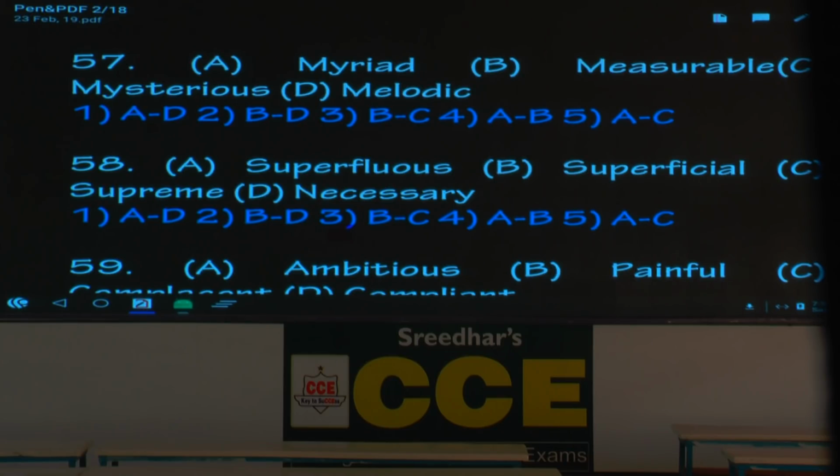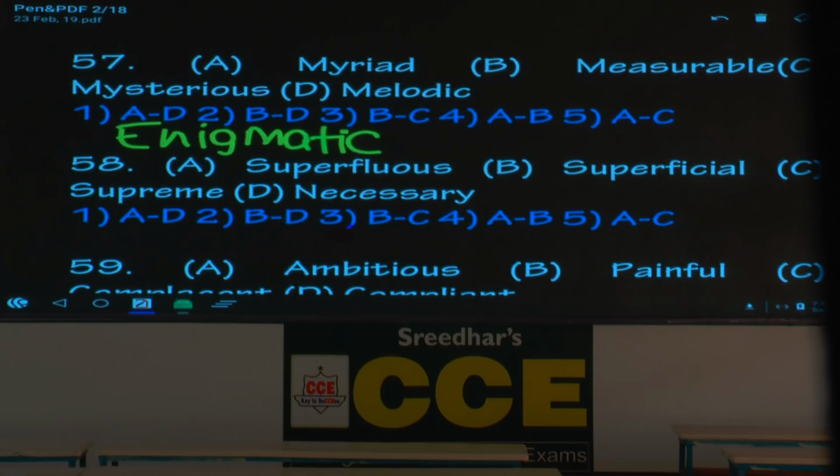Just hold. Mysterious. Please write the word. You all must be knowing the meaning of the word mysterious, but write the word enigmatic. Enigmatic also means mysterious, vague, not clear, difficult to understand. Not related to the first two words. What is the last word? Melodic. Melody goes with which field? Music. Not relevant here.